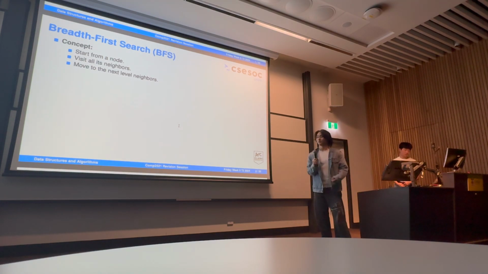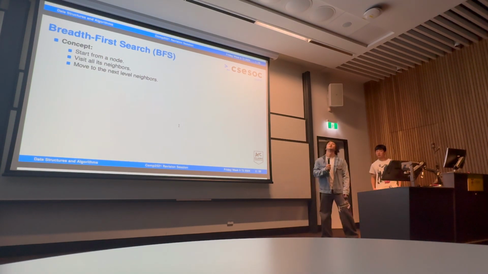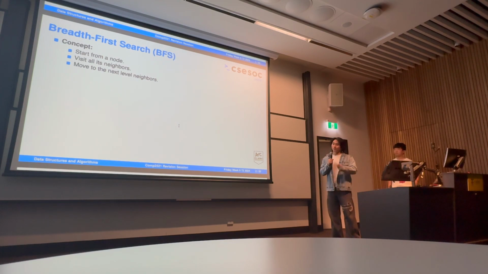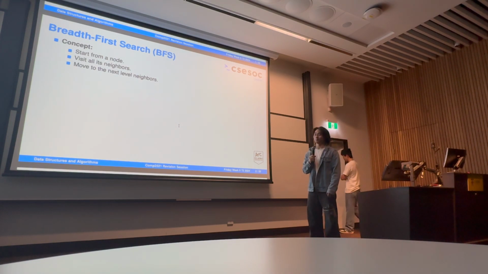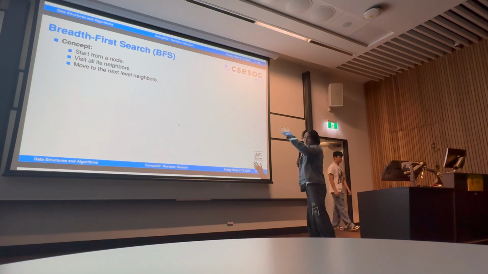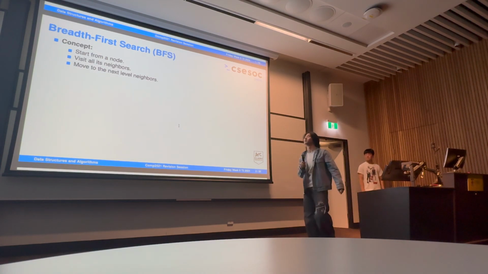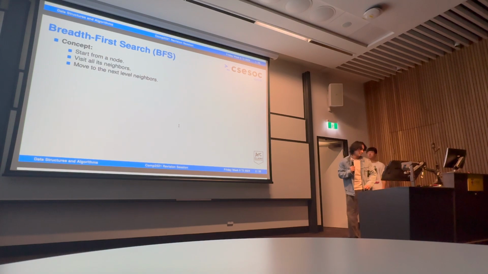The next thing we're going to go through is the two main graph traversals, which are BFS and DFS. So the way I think about BFS is we sort of explore the graph in levels. So we start from one node, we visit its neighbors, and then the neighbors of that next level, and so on. So we move to the next level of neighbors.